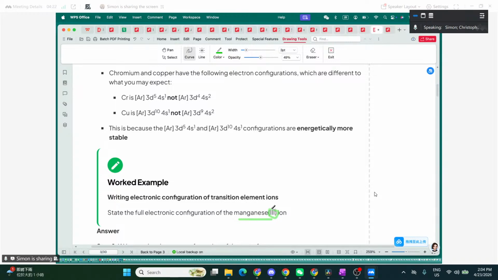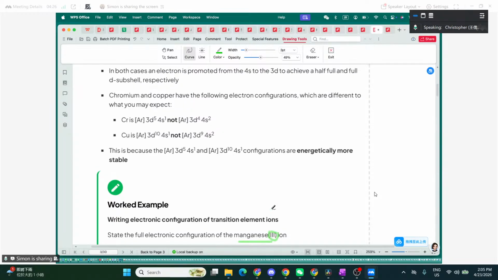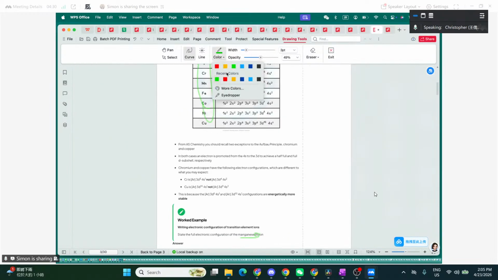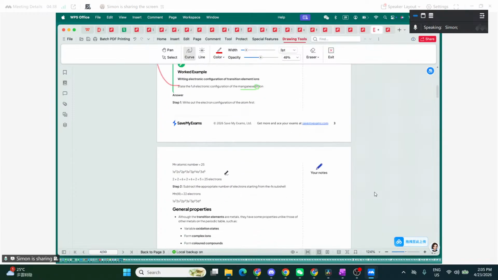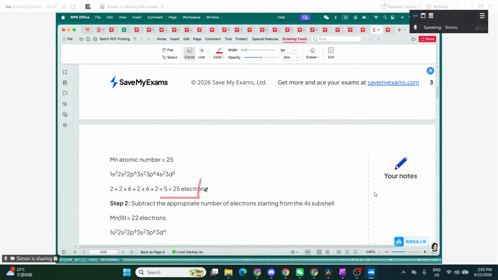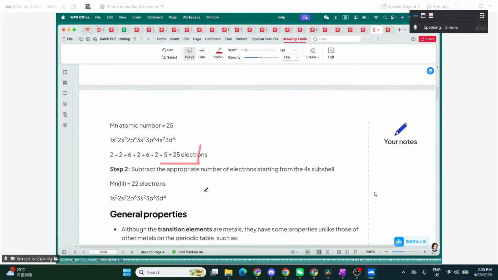1s2, 2s2, 2p6, 3s2, 3p6, and 3d4, and then 4s is empty. So you can reference this one, right? Because we have 25 electrons, right? Understand? No problem.